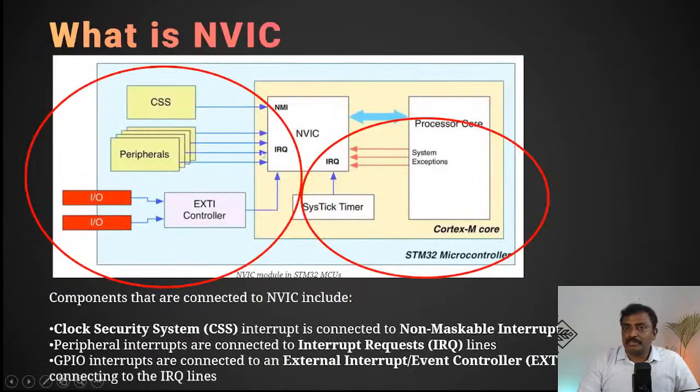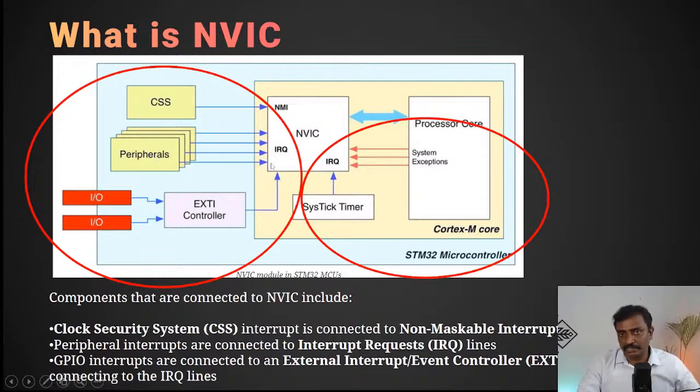This is a block diagram of the nested vector interrupt controller. You can see the GPIOs in red, which are connected to the EXTI controller. The EXTI controller is on the peripheral side, from the manufacturer, ST Microelectronics, so you have to go through the EXTI registers. Peripherals like the CSS, the clock security system, are connected to the non-maskable interrupt, and peripherals like UART, timer or SPI are connected to IRQ, the interrupt request. Every peripheral will have an interrupt request number.